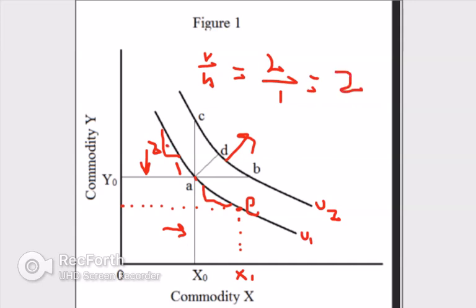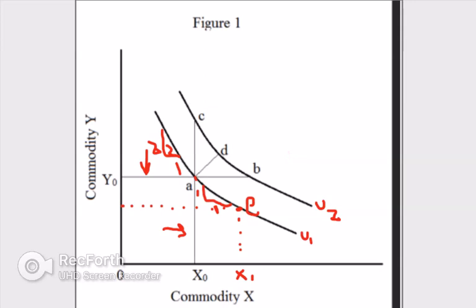So the slope at this point is 2. And let's say, because the slope has decreased at this point, it is 1 over 1, which is 1. So the slope has decreased. Now, why am I telling you all this? Obviously, you already know about calculating the slope of a graph.